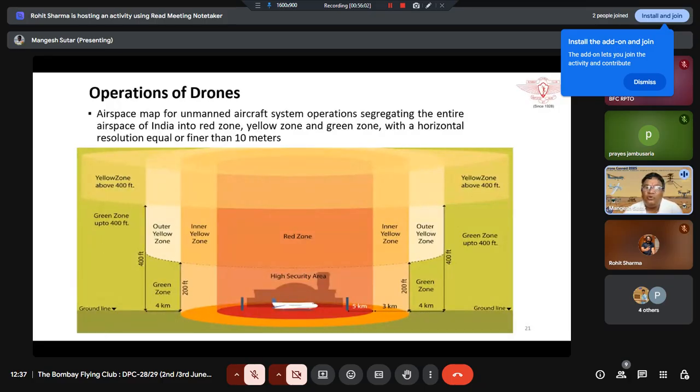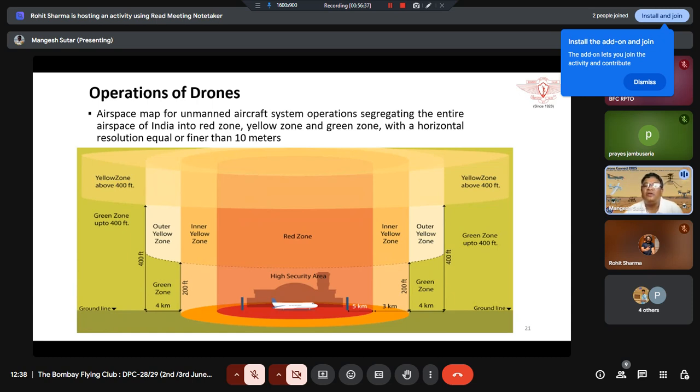Coming back to the yellow zone, inner yellow is 5 kilometers to 8 kilometers. That is completely no to flying drones. With certain applications and approvals you can fly in the yellow zone. Yellow zone is a restricted zone, basically where your civilians or commercial airlines fly. That's why flying drones is not allowed there, but with certain applications and approval you can fly your drone in the yellow zone also.